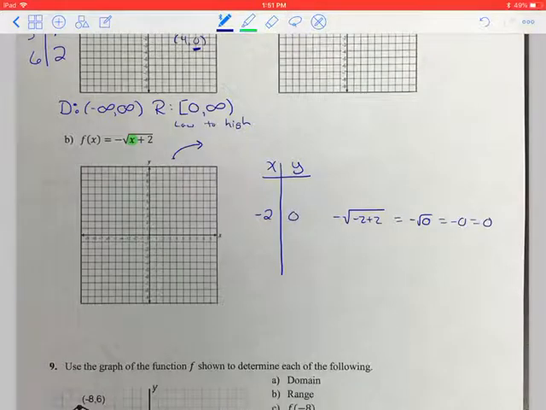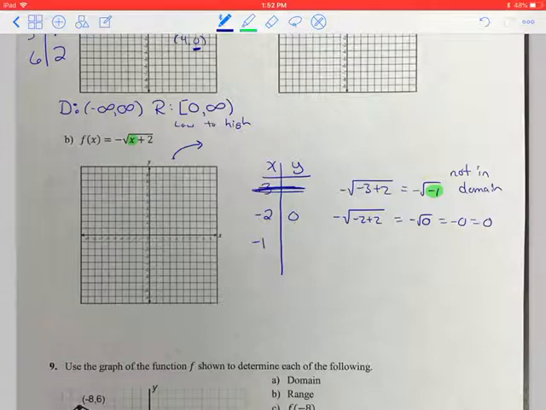Now, if I try to pick something smaller than negative 2, let's say I pick negative 3, I would get a negative and then the square root of negative 3 plus 2. And notice that's going to give me a negative under my square root. So that means that that value is not in the domain, because I can't have a negative under the square root. So that doesn't give me a point at all. So what that means is I can only pick things negative 2 or bigger.